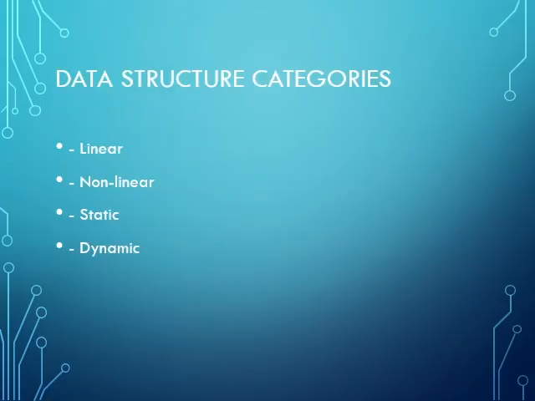Data structure categories. Here I have mentioned four categories, which are linear, non-linear, static, and dynamic. Linear structures store data in sequence, like arrays and linked lists. Non-linear structures store data in hierarchical or connected form, like trees or graphs. Static structures have a fixed size, while dynamic ones can grow and shrink based on need.